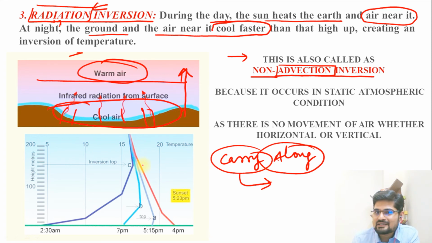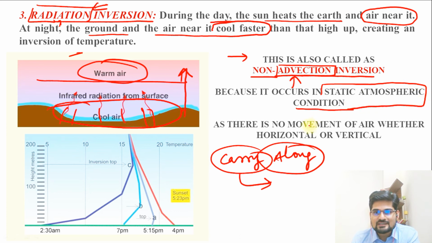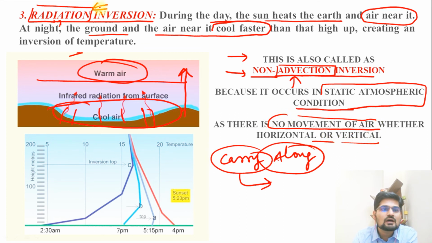But what is happening here? It is called non-advection inversion because it is a static atmospheric condition. Nothing is being carried out here. So there is no movement of air. So nothing is being carried. The earlier was advection. As we remember, the air carries the heat from mountain to valleys and valleys to again the atmosphere. So it is called non-advection. And there is no movement of air, whether horizontal or vertical. It's purely based on the radiation factor. That is why it is also called non-advection inversion.